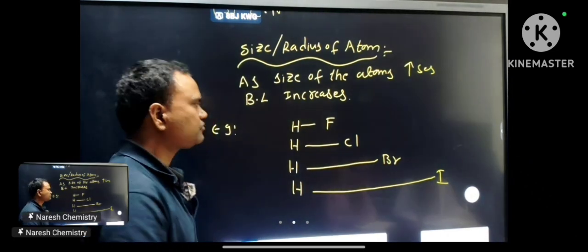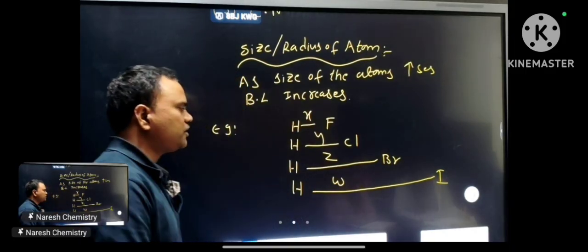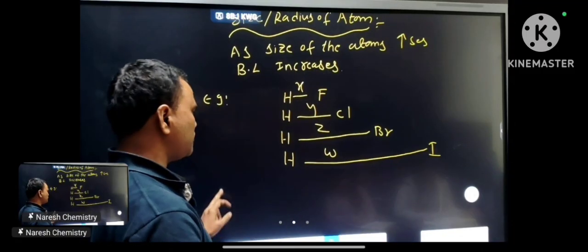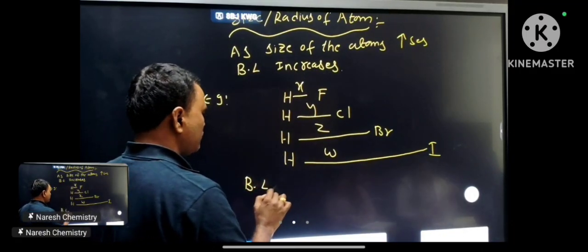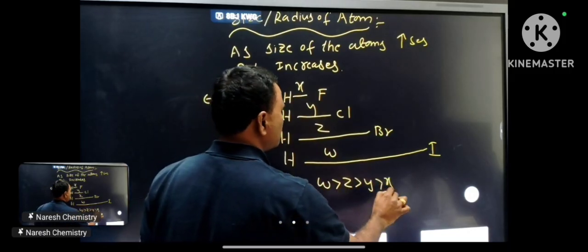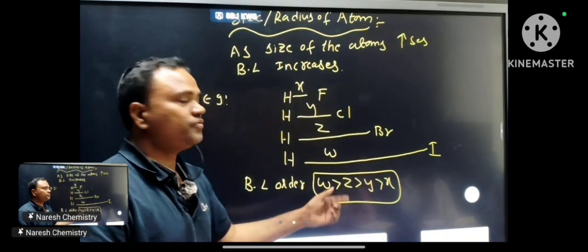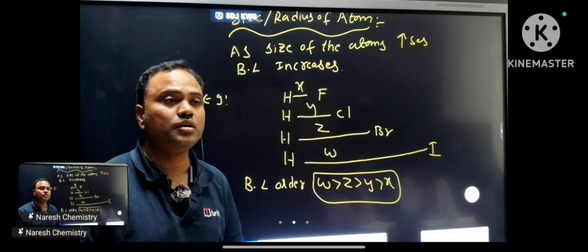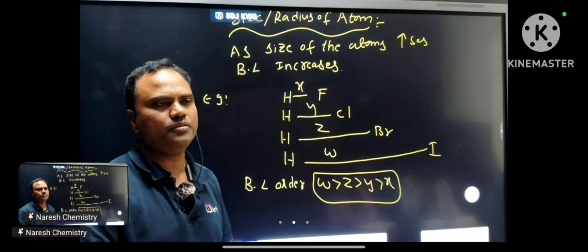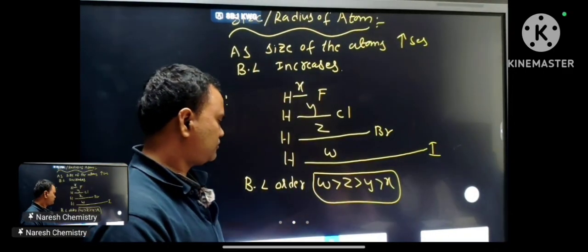Okay, X, Y, Z, W represent bond length. What is the bond length order? W greater than Z greater than Y greater than X. Very simple. And this is very important for second year P block elements. Remember all of you, this concept is very useful in the second year P block elements.